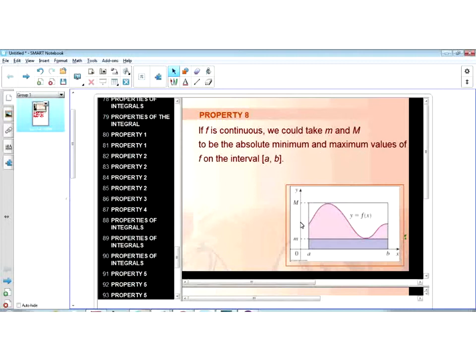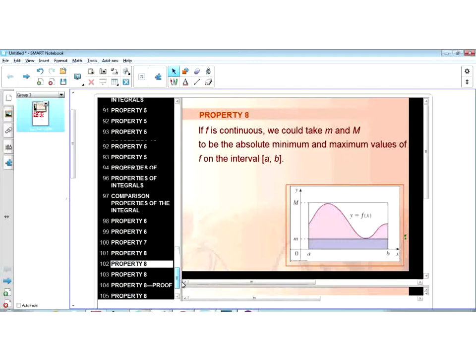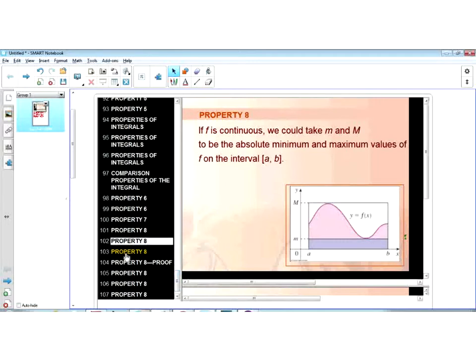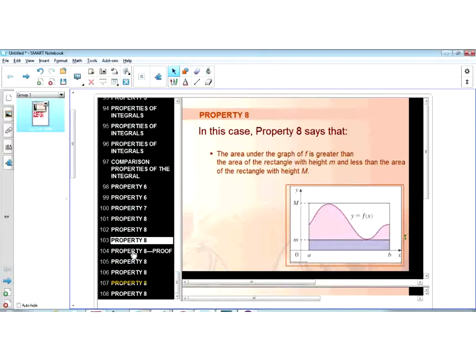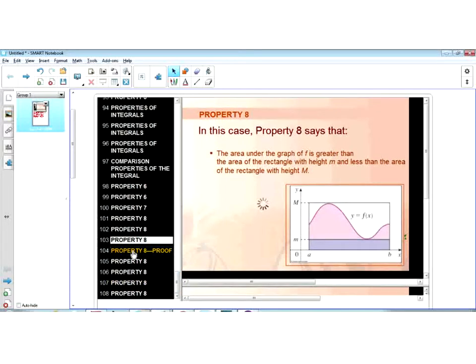We could take lowercase m and uppercase M to be the absolute minimum and absolute maximum values. So we can use the extreme value theorem to calculate them. Uppercase M is the absolute max on the interval, lowercase m is the absolute min on the interval, and we can use those as estimates for the boundaries of the integrals. The area under the graph of f is greater than the area of the rectangle with height m, and less than the area of the rectangle with height M. They keep repeating themselves in these slides.